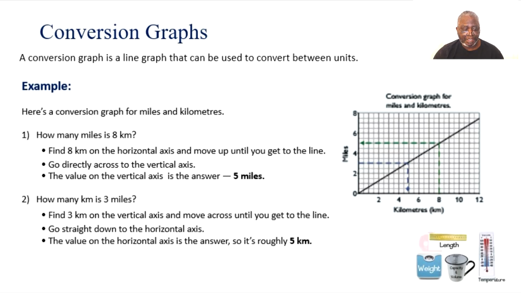Question 2. How many kilometers is 3 miles? Again, find 3 miles on the vertical axis, move across until you get to the line. Go straight down to the horizontal axis. And the value on the horizontal axis is the answer, so it's roughly 5 kilometers.